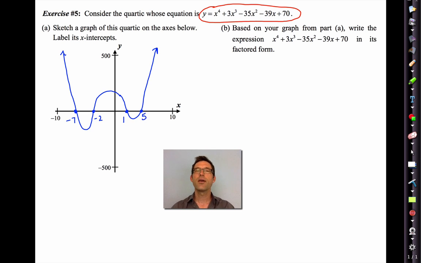All right. Now, letter B says, based on your graph from part A, write the expression in its factored form. So in other words, somehow we can use that graph along with the zeros to know how that quartic factors. Some math teachers will call this graphical factoring, using a graph to help us factor. So I'd like you to think about that a little bit.